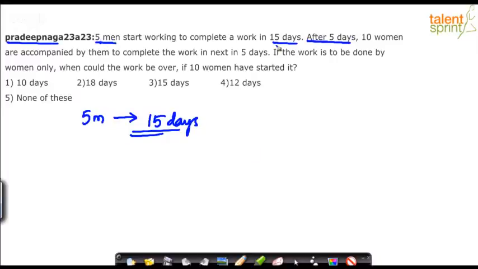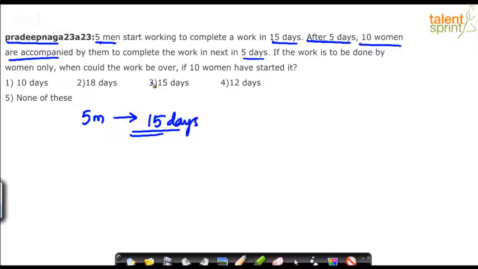5 men can complete a work in 15 days. They have worked for first 5 days, right? Now, for how many more days should they work? They should work for 10 more days. Yes or no? These 5 men should work for 10 more days. But 10 women joined them. 10 women accompanied them. And the work got over in next 5 days. That means instead of 10 days, this group has now taken only 5 days. Are you able to follow? 5 men were supposed to work for 10 days. But because of these 10 women, they finished the work in 5 days itself.